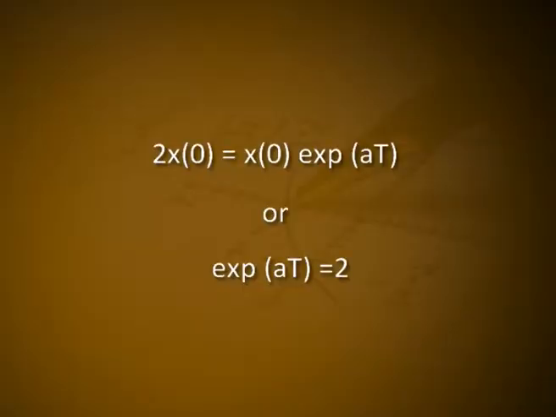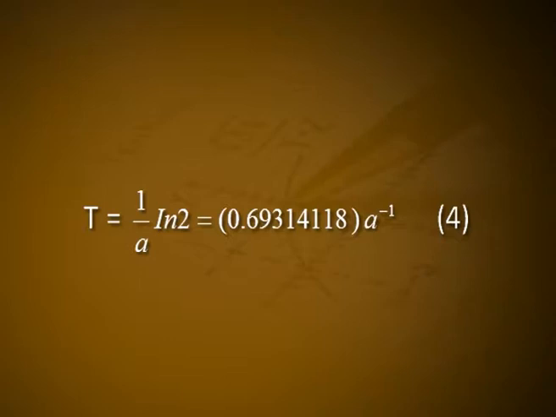If a > 0, the population will become double its present size at time T, where 2x(0) = x(0)e^(aT), or e^(aT) = 2, that is T = (1/a) log 2, which is equal to 0.693141118 a^(-1). T is called the doubling period of the population, and it may be noted that this doubling period is independent of x(0).